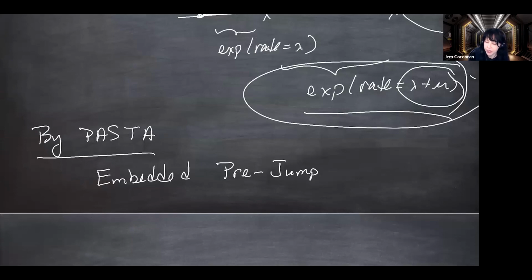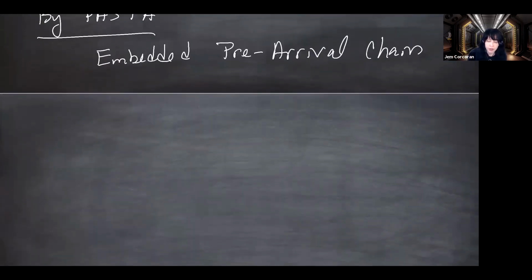I do call this personally the embedded pre-jump chain, but that could be confused with something else. So I'm going to say pre-arrival chain to be more specific. When you embed a Markov chain, that means you have a continuous time process and you are looking at it only at some discrete time points.